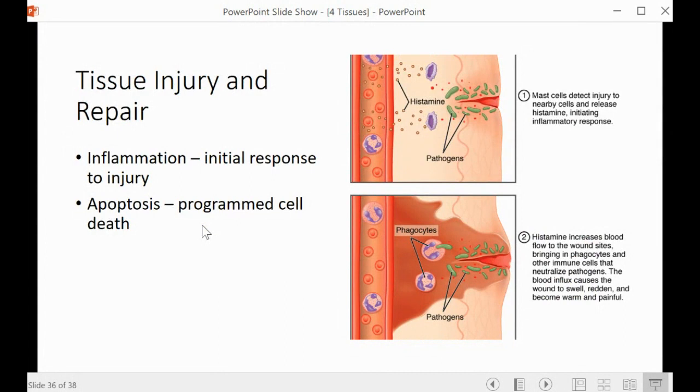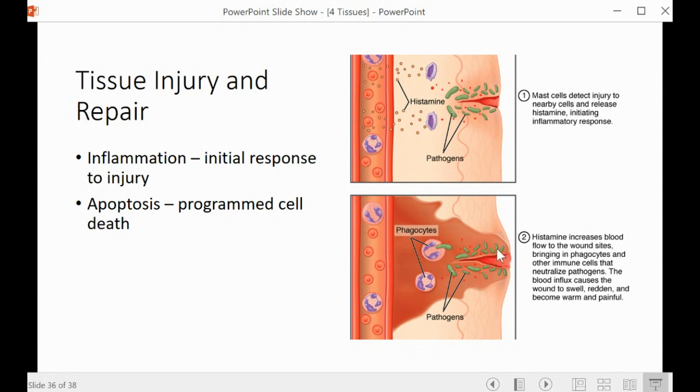Okay? So our tissues actually have to be able to repair themselves, and they do that through this sort of inflammatory response. Okay? And so inflammation is actually this initial response to any injury. Okay? So if we get injured, we have mast cells. Mast cells are these traveling cells. They're all throughout our body, and they detect any injury to our nearby cells. When they detect that, they release histamine, and histamine starts an inflammatory response.